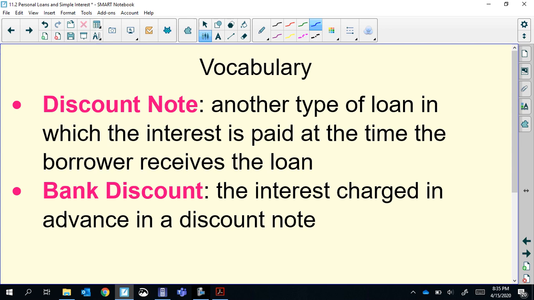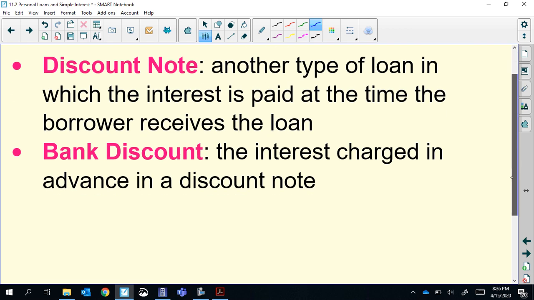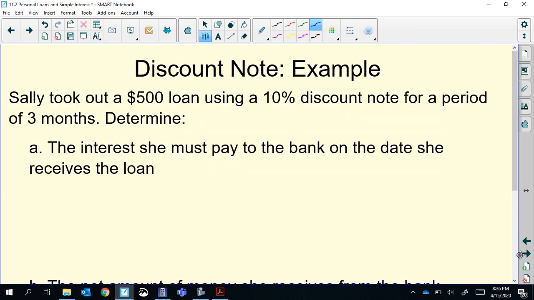All right, so some more vocab here. Discount note is just a type of loan where interest is paid at the time the borrower receives the loan. And then a bank discount is the interest charged in advance in a discount note. So Sally took out a $500 loan using a 10% discount note for a period of 3 months. Determine the interest she must pay to the bank on the date she receives the loan.